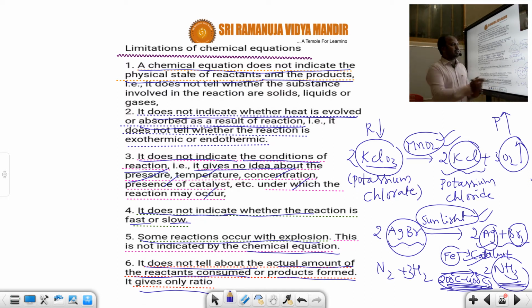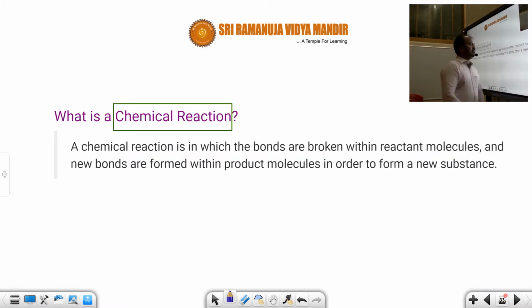But whenever we take a look at a chemical reaction or chemical equation, is it a fast reaction or a slow reaction? We don't have any idea, because that information is not given by a chemical equation. And a chemical equation does not tell about the actual amount of reactants consumed or the actual amount of products formed. How much amount of reactants is consumed and how much product is formed, that information is not given by chemical equations. It gives only a ratio. These are the limitations of chemical equations.